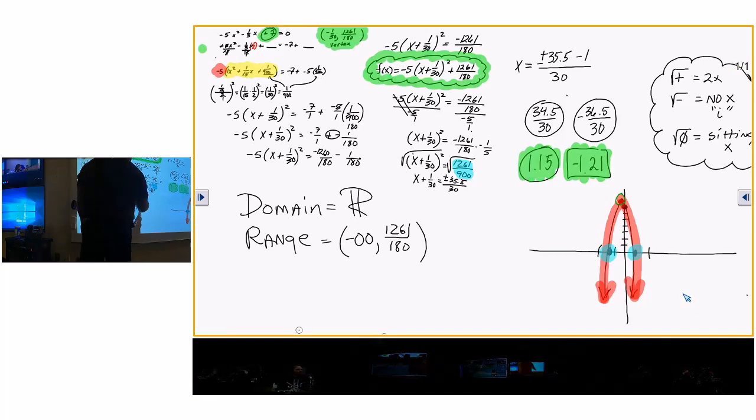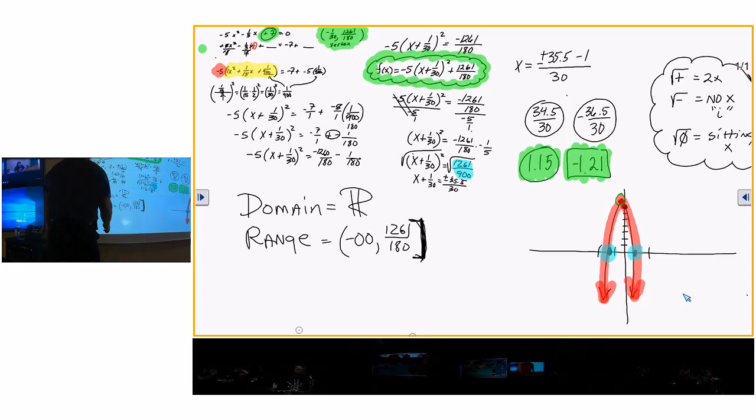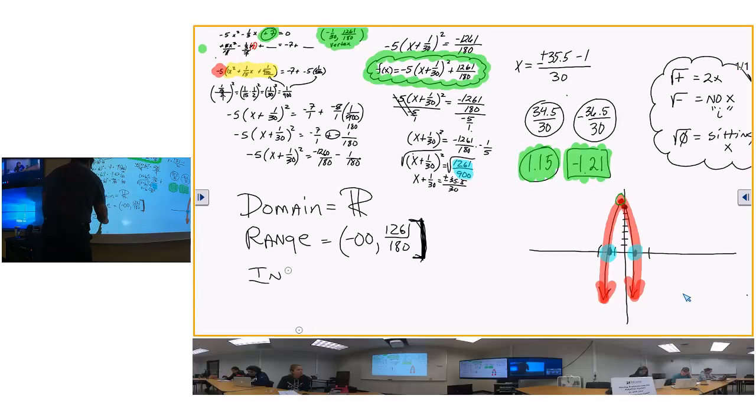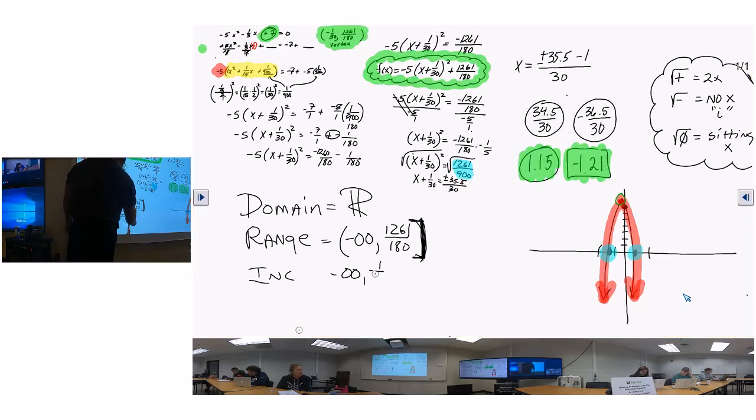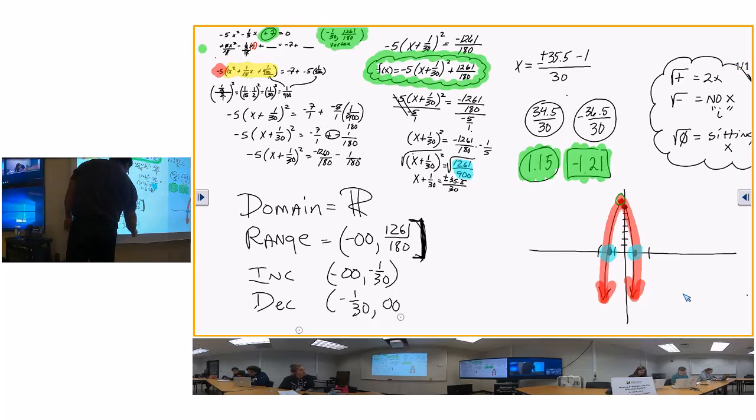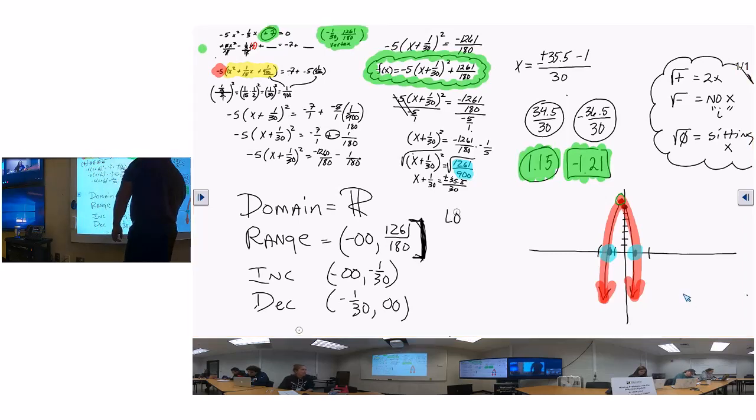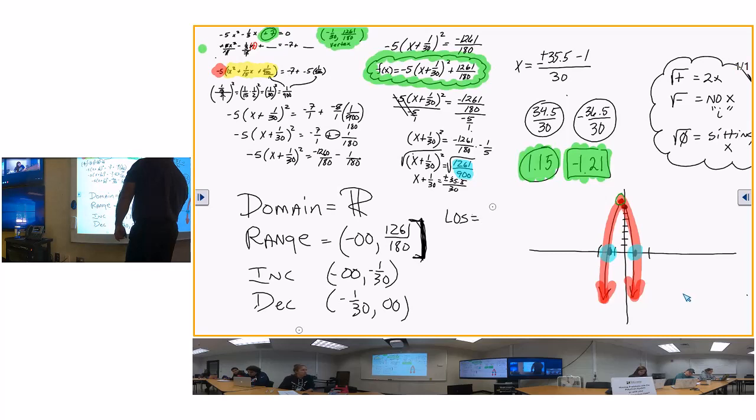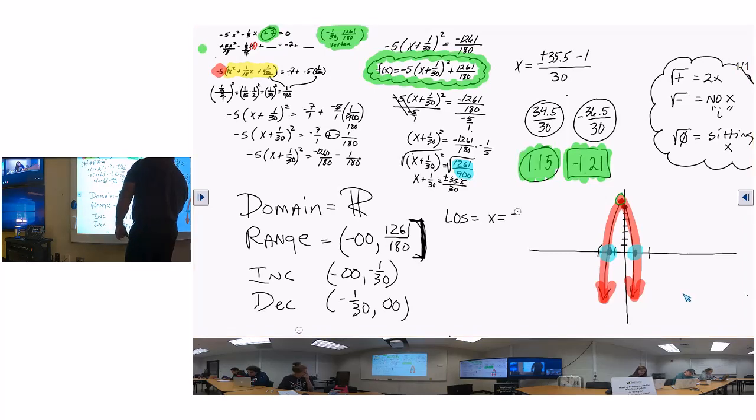Okay, and since we're going to that point, that would be a bracket. Increasing from negative infinity to your x, which is negative 1 over 30. And decreasing, because it doesn't go up or down, from negative 1 over 30 to what? Positive infinity. And then the line of symmetry is x is equal to negative 1 over 30. Line of symmetry, x is equal to negative 1 over 30.